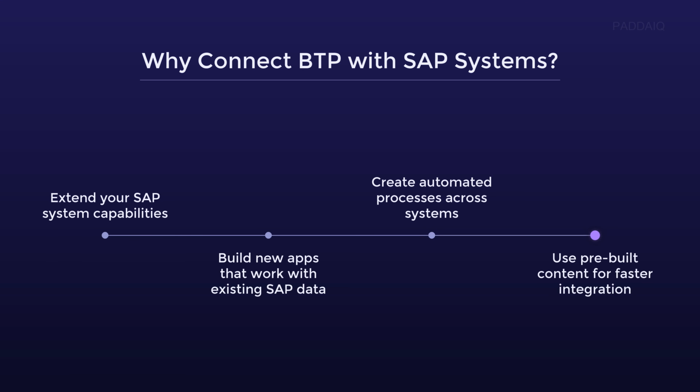Use pre-built content for faster integration. This means SAP BTP provides ready-made connectors and services so you do not have to build everything from scratch. For example, connect your S/4HANA system to BTP in hours, not months, using standard integration packs. This accelerates development and reduces effort significantly.